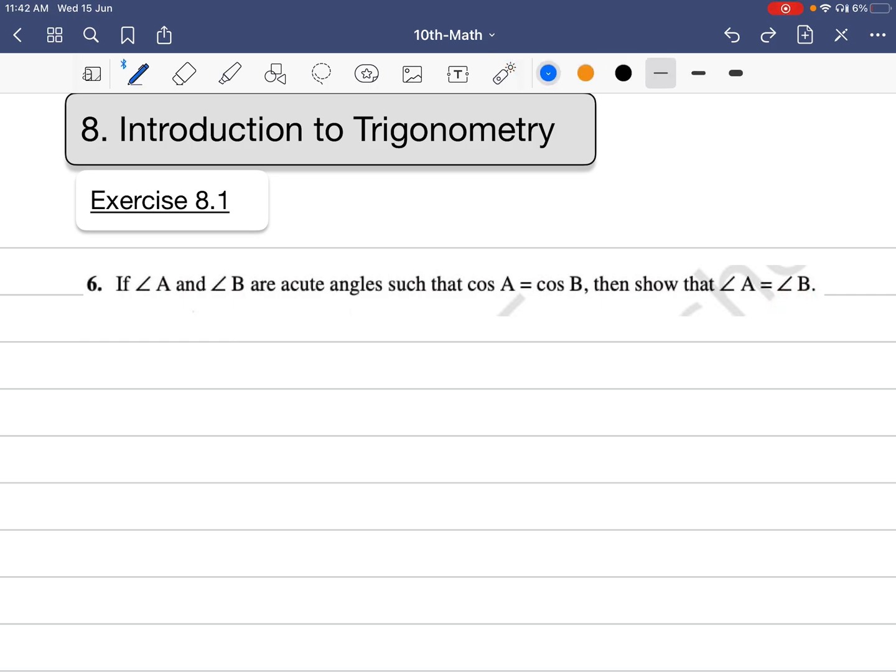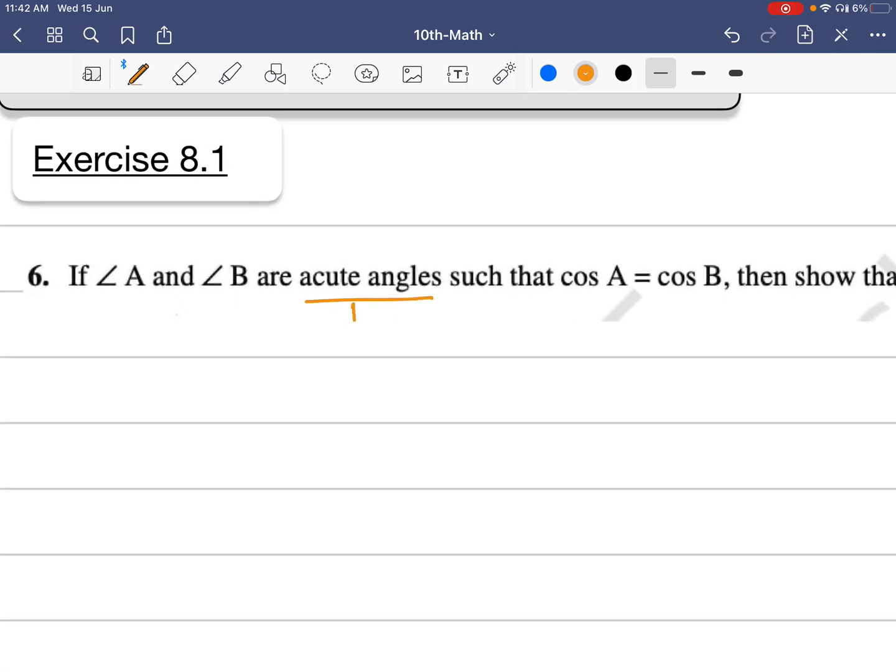Okay. So first of all, let's quickly note down what are acute angles. So we know acute angles are angles which are less than 90 degrees. Angles which are less than 90 degrees are called acute angles. So note, angle A and angle B are acute angles such that cos A is equal to cos B.